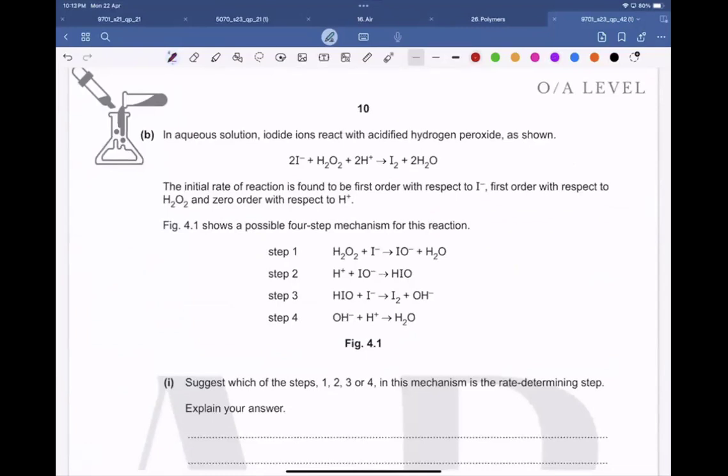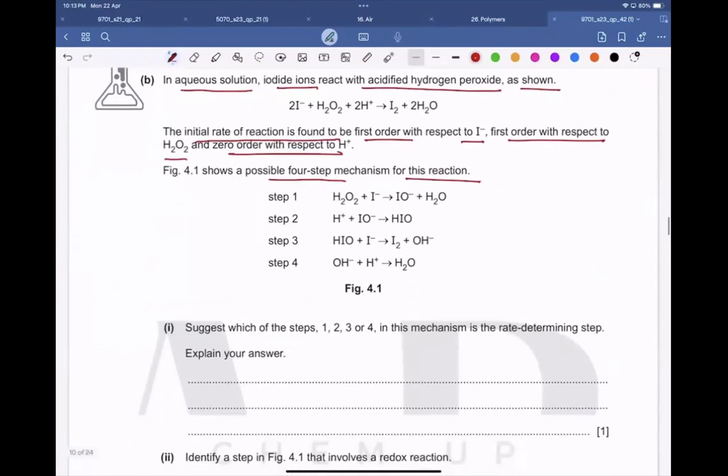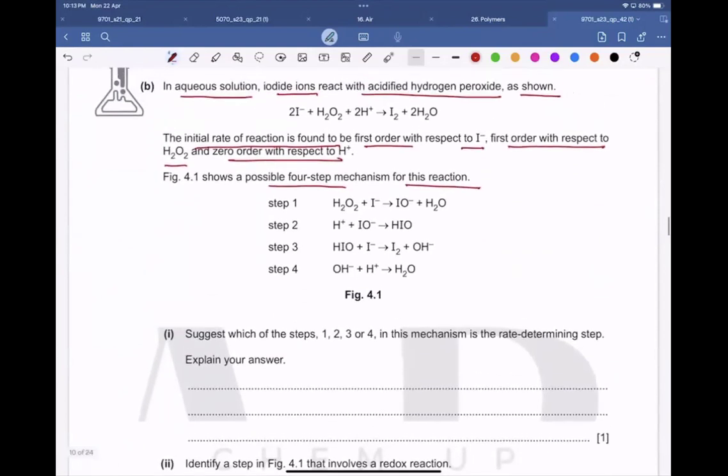Now B. In aqueous solution, iodide ions react with acidified hydrogen peroxide as shown. The initial rate of the reaction is found to be first order with respect to iodide, first order with respect to H2O2, and zero order with respect to hydrogen ions. Show a possible four-step mechanism for this reaction. So the rate equation would be rate equals k times the concentration of iodide ions times the concentration of H2O2, that's it.